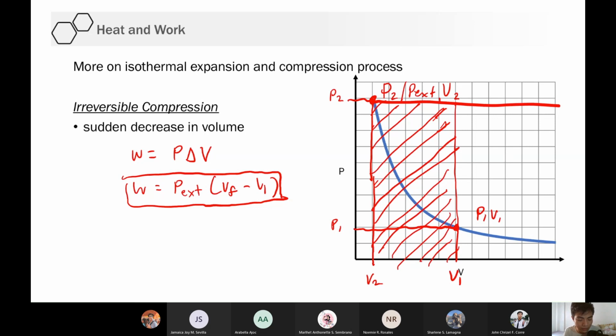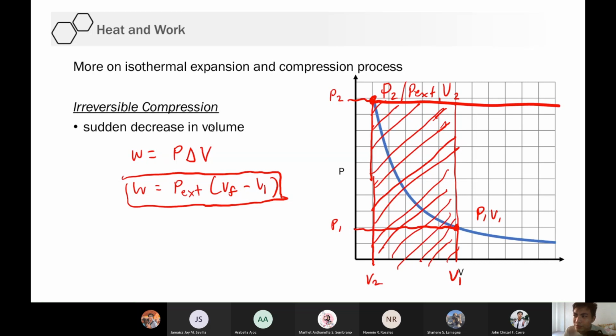Try nyo takpan. Tulak nyo yun. Sakit nun. Hirap nun. Okay? So, ganun yung idea ng irreversible compression. Okay? So, kailangan sobra-sobra yung ibibigay mong work. Kaya nakakapagod mag-compress. Kaya hayaan mo na lang siya mag-compress. Yan, kasi less effort. Kaya naman niya yun on its own.